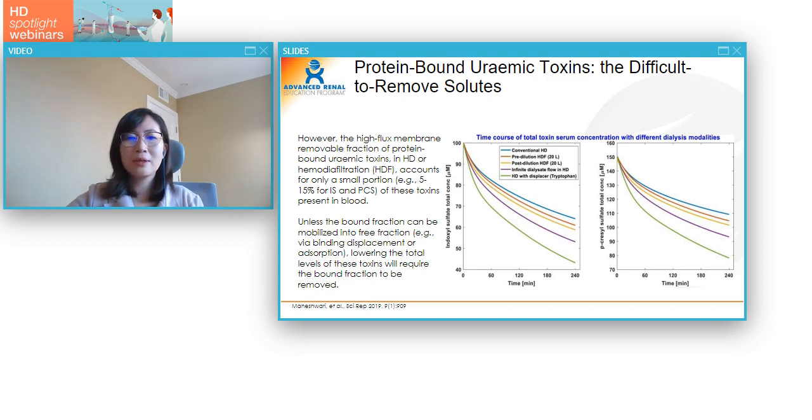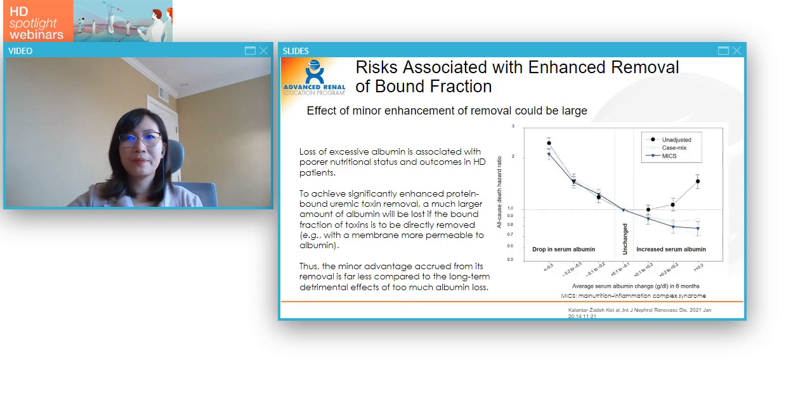So we also simulated what if we could develop some method that can significantly increase the free fraction. In this simulation, we used a method that could displace solutes from albumin, and you can see a significant increase of removal might be achieved by hemodialysis.